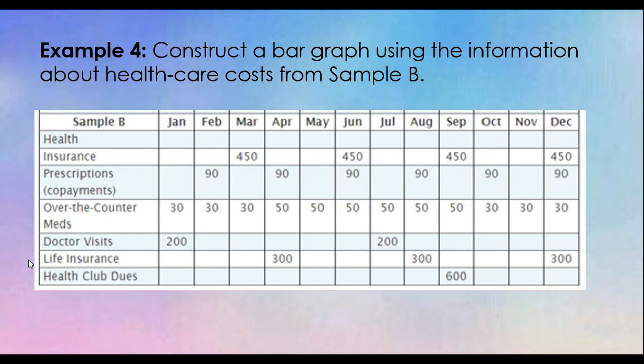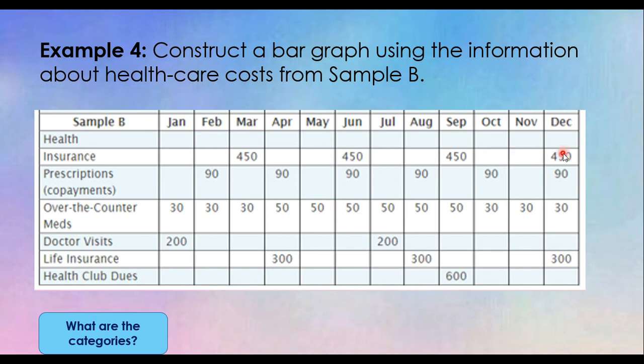So remember, first thing we need to figure out is the categories. So looking at this, what are the categories? So if I reread our graph here, we've got health insurance, prescriptions, over-the-counter meds, doctor visits, life insurance, health club dues. Then we've got the month of January, February, March, April, May, all the way to December.